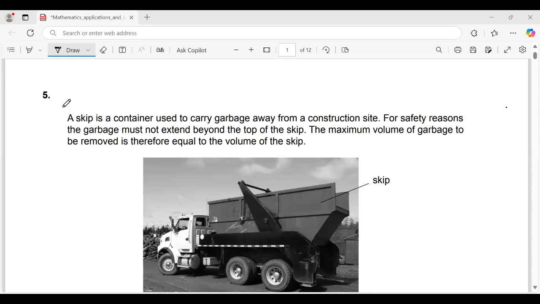Number 5. A skip is a container used to carry garbage away from a construction site. For safety reasons, the garbage must not extend beyond the top of the skip. The maximum volume of garbage to be removed is therefore equal to the volume of the skip.